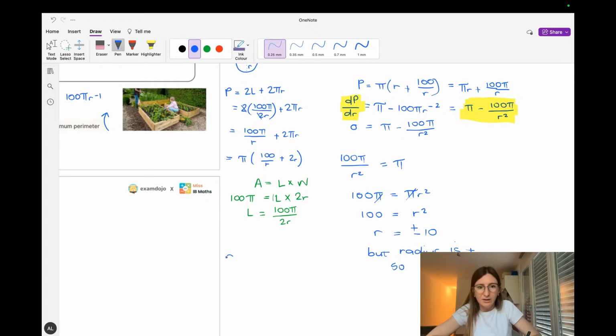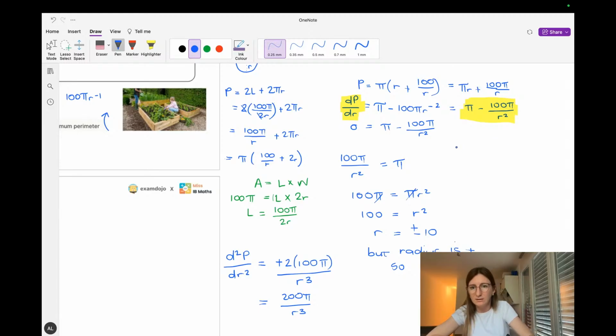So second derivative, we get d2p over dr squared. That's how we write the second derivative in this notation. Is equal to, now the pi is a constant, so that differentiates to 0. Then we have r to the power of minus 2 going up, which when we multiply by minus 2, we get positive 200 pi r to the minus 3. So that's 200 pi over r cubed.